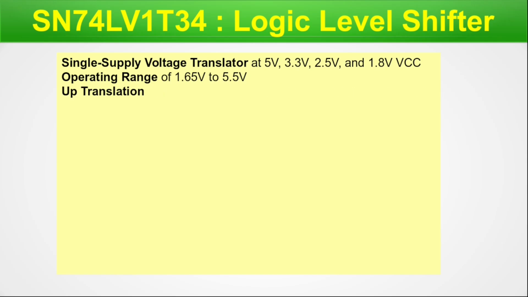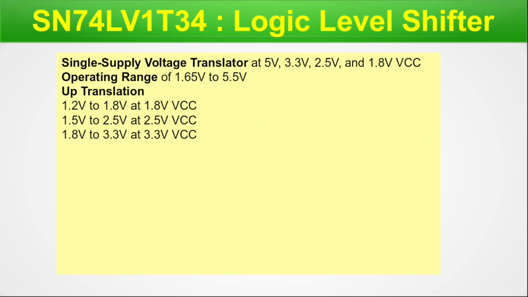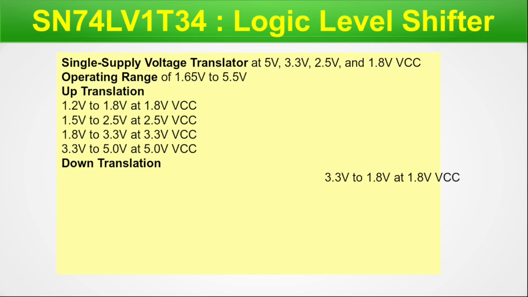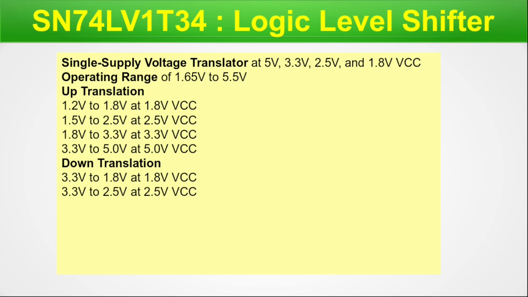For up translation, here comes the level shifting operation. 1.2 to 1.8 volt will happen at 1.8 volt. 1.5 volt to 2.5 volt will happen at 2.5 volt. 1.8 to 3.3 will happen at 3.3. 3.3 to 5.0 will happen at 5.0. Now, the down translation will happen like this. 3.3 to 1.8 at 1.8 volt. 3.3 to 2.5 at 2.5 volt. 5 volt to 3.3 volt at 3.3 volt.